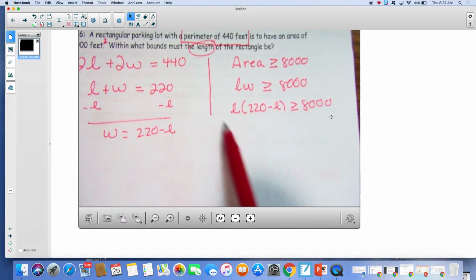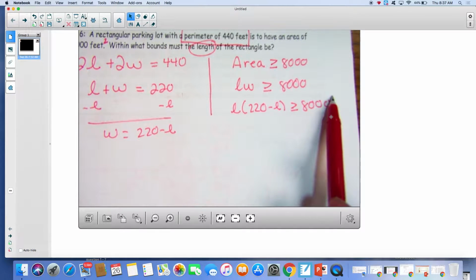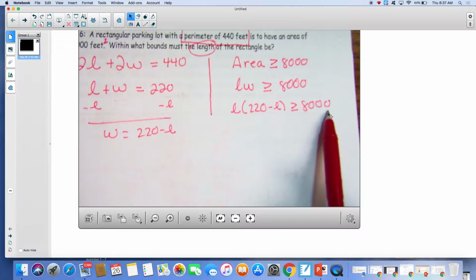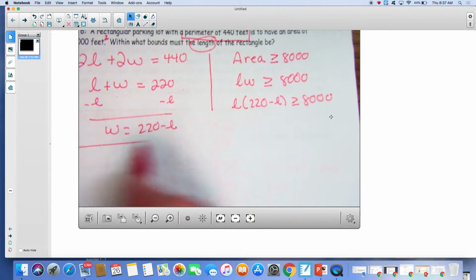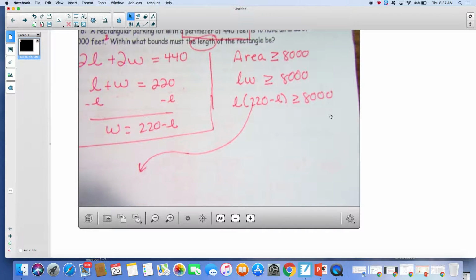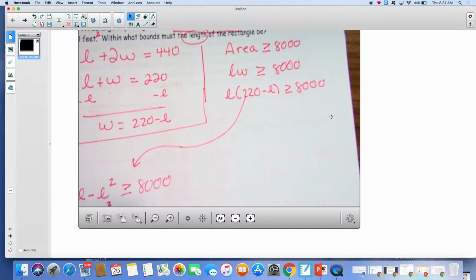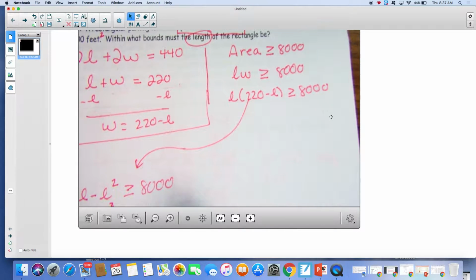So this is where we need to use it to find our answer. So what do I need to do? Distribute. So 220L minus L squared has to be greater than or equal to 8,000. I'm going to take everything over to this side. Subtract the 220L, add the L squared. So 0 has to be greater than or equal to L squared minus 220L plus 8,000.